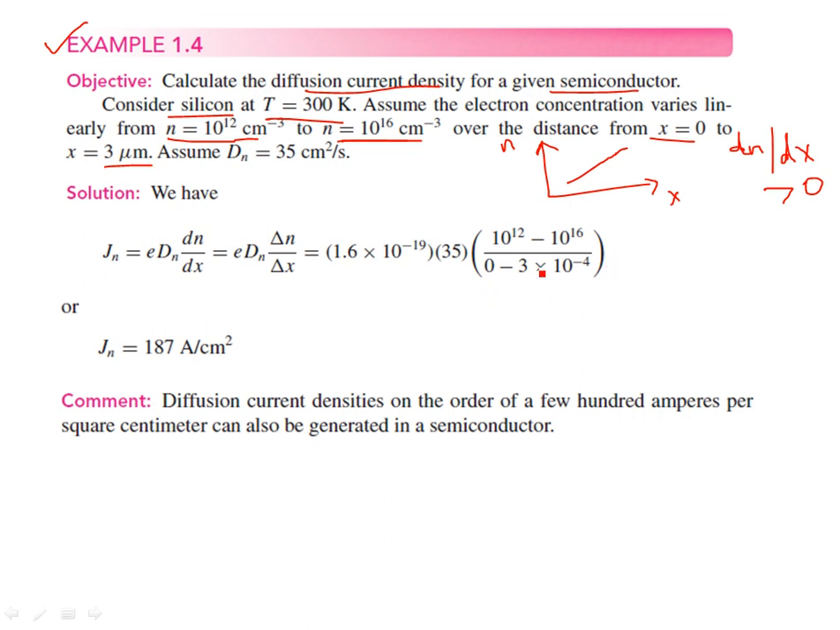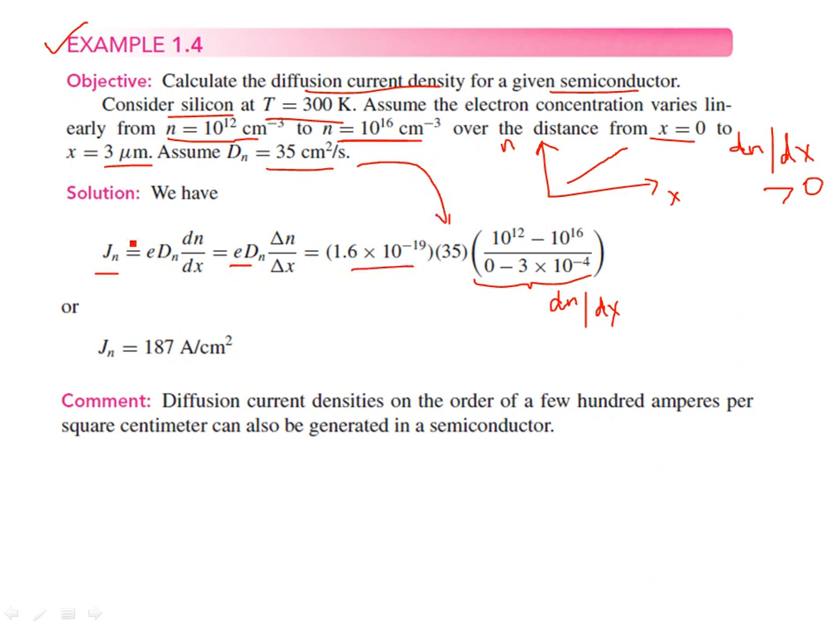So this is the evaluation. All you have to do is to evaluate the gradient of the concentration in the semiconductor. So this is dN by dx, right? And this is going to constitute your diffusion current due to electrons. The diffusion coefficient for electrons is given as 35 centimeters square per second. So you just have to plug those values in over here with the electronic charge e.